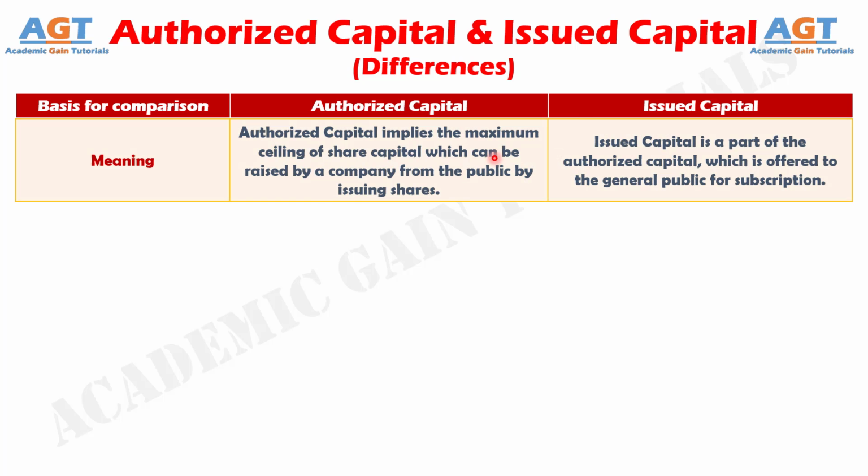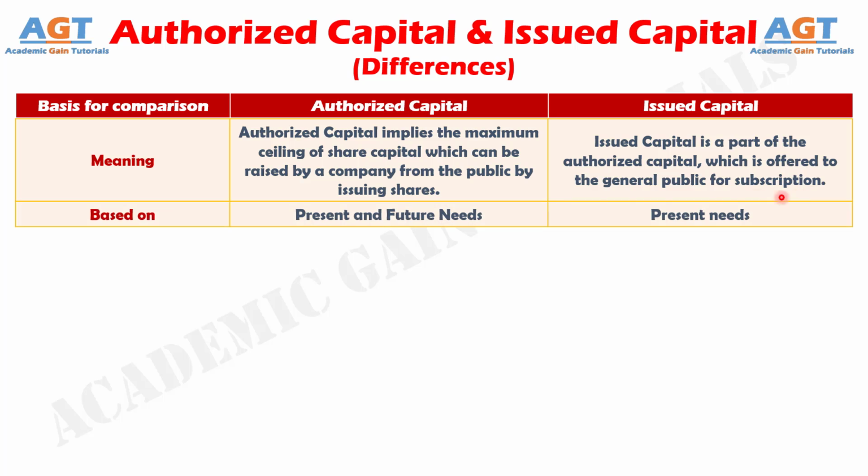Difference number 1. Authorized capital refers to the face value of the shares which a joint stock company is permitted to issue by its Memorandum of Association. The term face value refers to the amount stated on the share certificate. On the other hand, issued capital refers to the capital raised by the company by actually issuing shares to the public for subscription and allotment.